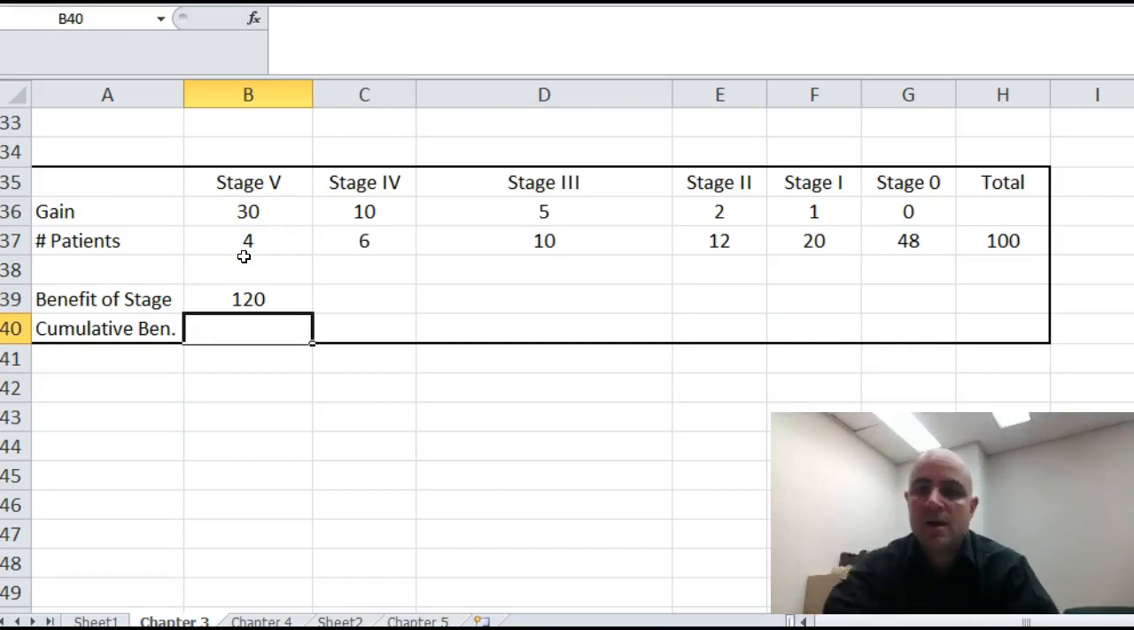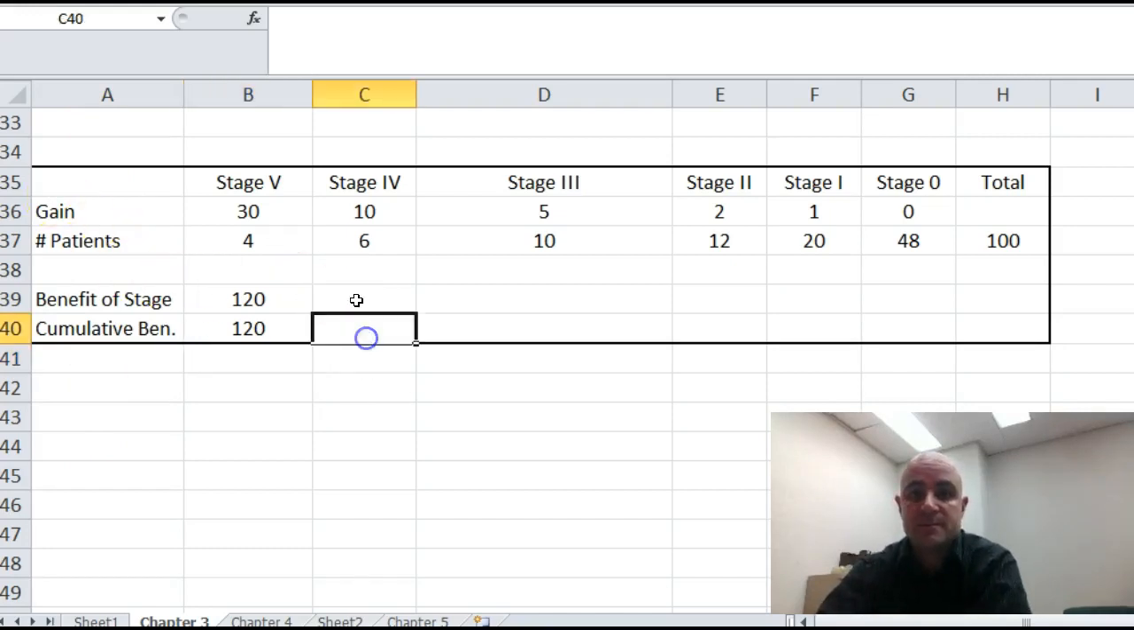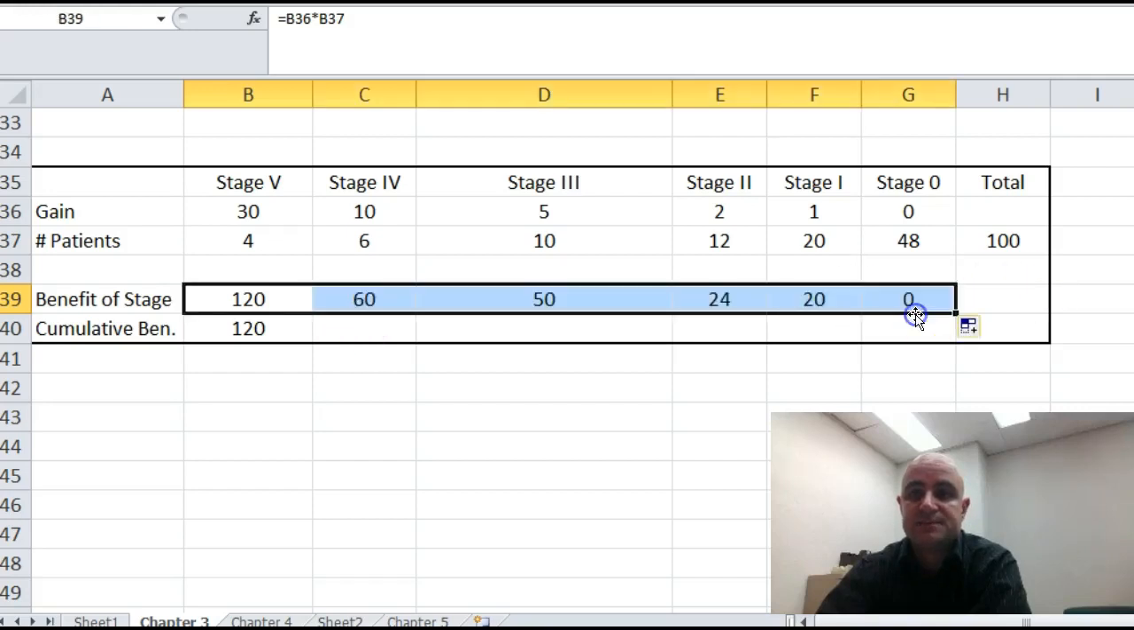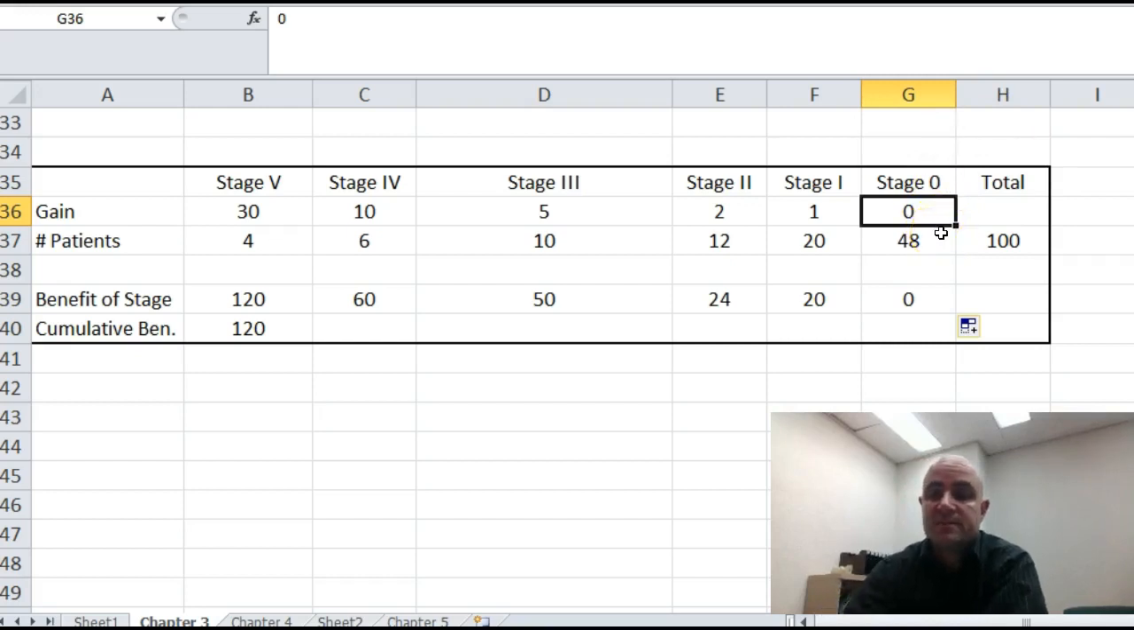That's good. Now, we're going to do a running total here as well. Going under that approach, treating the people who benefit most first, second most second, third most third, and so forth, this is what the total benefit is going to be. So if we look at each stage here, stage 4, they get 10 years each. There's 6 of them. 10 times 6 is 60. Stage 3, they get 5 years each. There's 10 of them. 5 times 10 is 50. 2 times 12 is 24. 1 times 20 is 20. And for stage 0, because they don't have the disease, if you treat them, there's going to be no benefit. And so 0 times 48 is going to be 0.